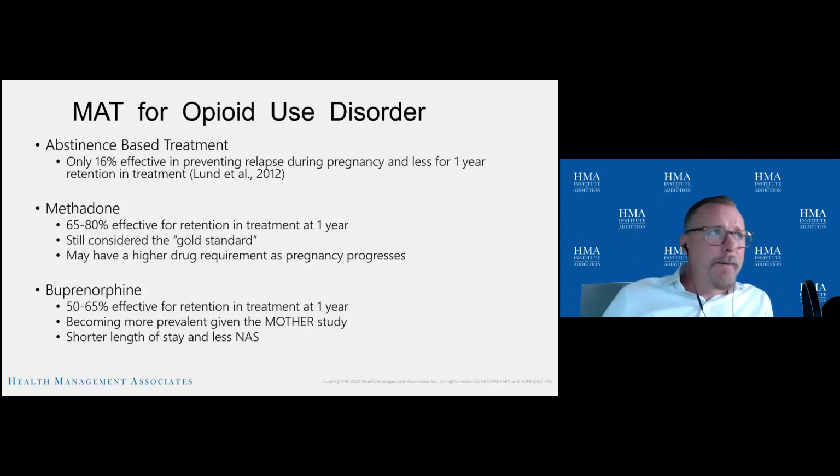Well, if we look at the abstinence-based treatment pathway, we find that it's only 16% effective in preventing relapse during pregnancy. So that's problematic because an 84% failure rate is not an okay thing at this stage. If we look at methadone, we're looking at between 65 and 80%. It's closer to 80% for pregnant patients. And it had for a long time been considered the gold standard.